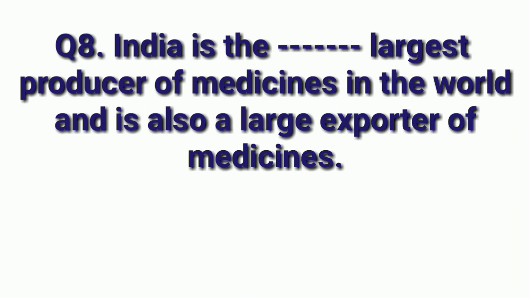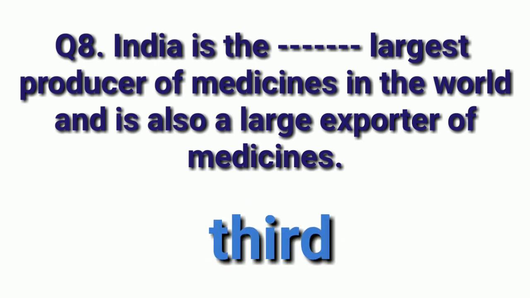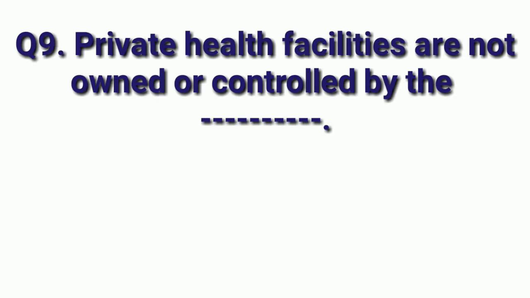Next question is, India is the dash largest producer of medicines in the world and is also a large exporter of medicines. Answer is third. You can see during COVID, medicines were provided to different countries by India.